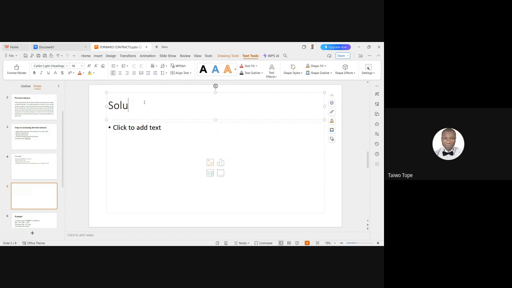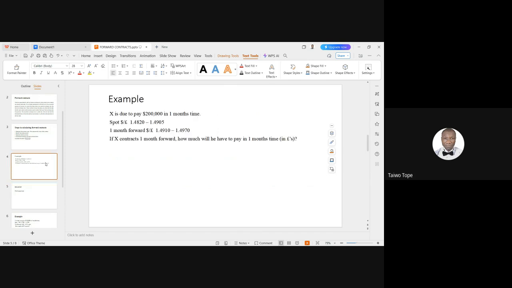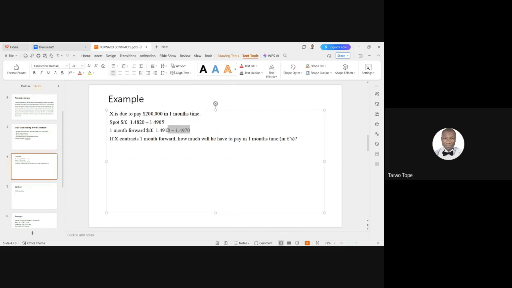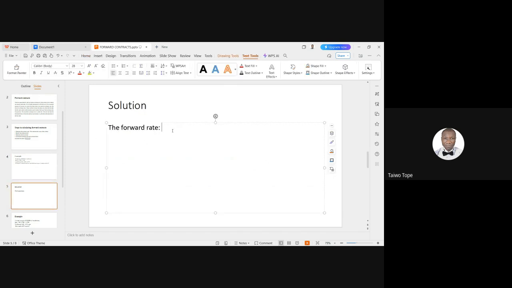Let's present the solution. The first step is for you to understand the quote, the forward rate as given in the question. The forward rate as given in the question is this. This is the forward rate given in the question. The 1 month forward rate. That is, the contract period is 1 month.